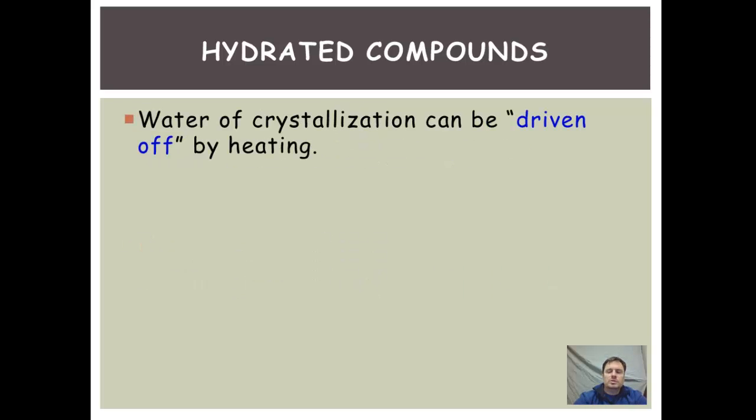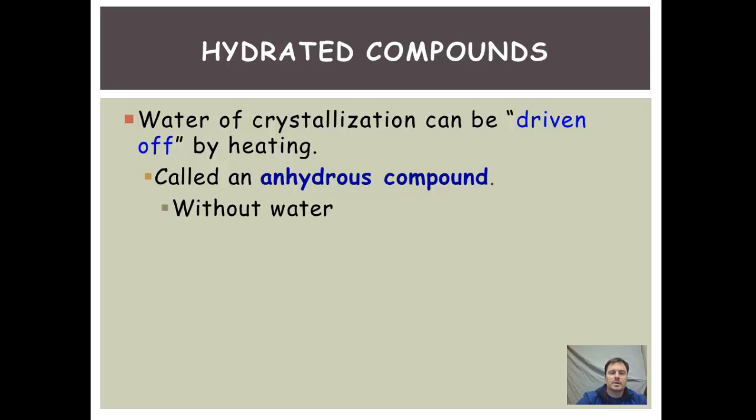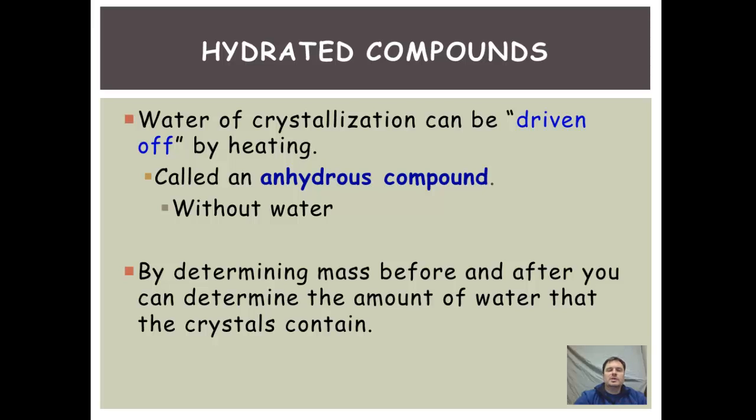Okay, just like you get dehydrated when you heat up, we can do the same thing with hydrated compounds. We can drive off the water by heating. If we heat it slowly, the water is going to evaporate. When this water is driven off, we call it an anhydrous compound, which means without water. Okay, anhydrous, without water. So if we weigh the mass of something before we heat it and then after, the difference is the amount of water. So we can use this heating to determine the amount of water that a crystal solution will contain.